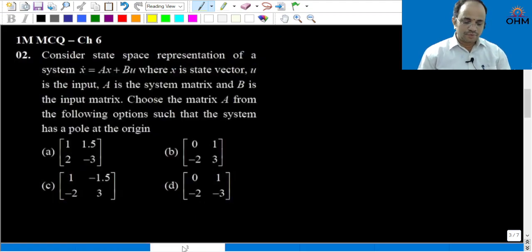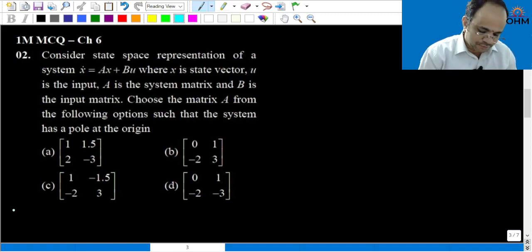Now, let us move to the next question. This is also a one mark question. It is a little bit lengthy. Consider the state space representation of a system x dot is equal to Ax plus Bu, where x is the state vector, u is the input, A is the system matrix and B is the input matrix. This is a common statement. Choose the matrix A from the following options such that the system has a pole at the origin.